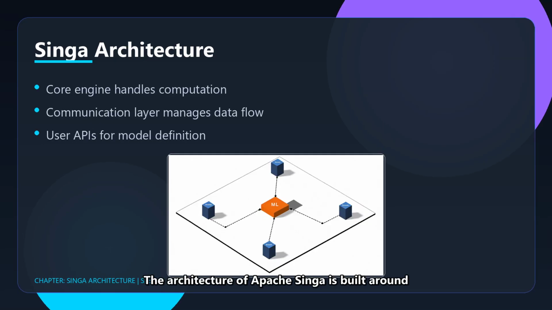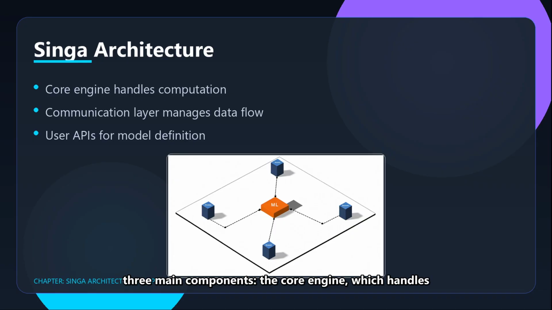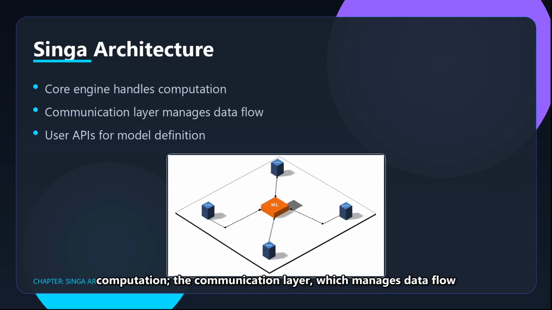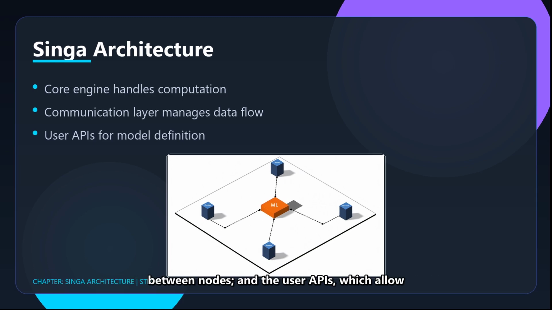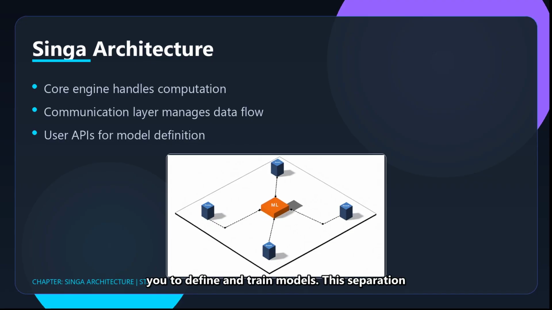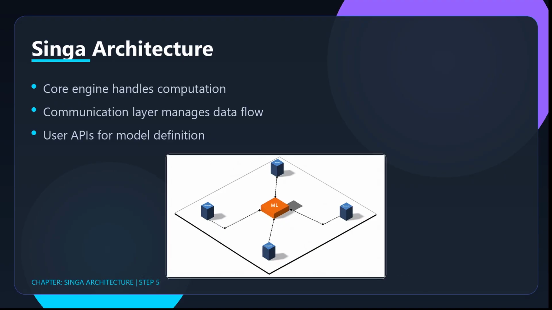The architecture of Apache Singa is built around three main components: the core engine, which handles computation, the communication layer, which manages data flow between nodes, and the user APIs, which allow you to define and train models. This separation of concerns makes Singa both powerful and flexible.